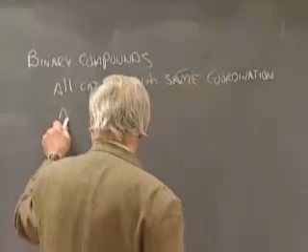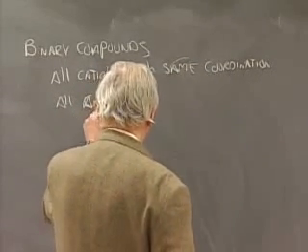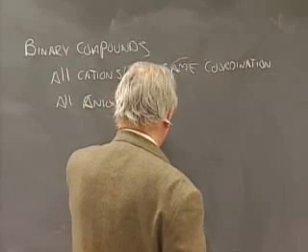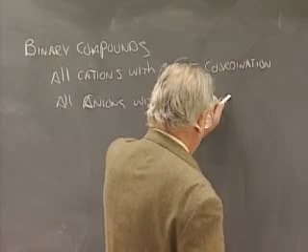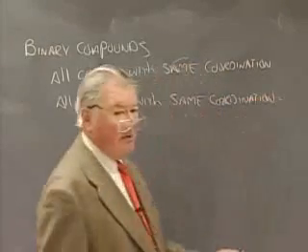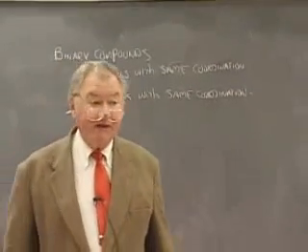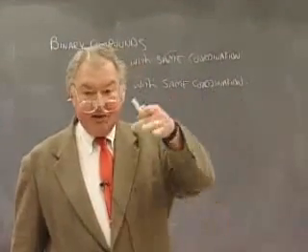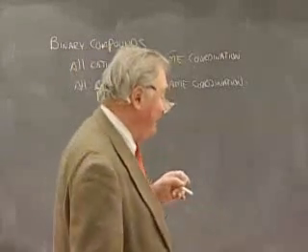And all anions with the same coordination. And the implication there is there's only one type of coordination number for both. That's not always true in compounds. Sometimes you find a given species that has two different coordination numbers in a more complex compound.